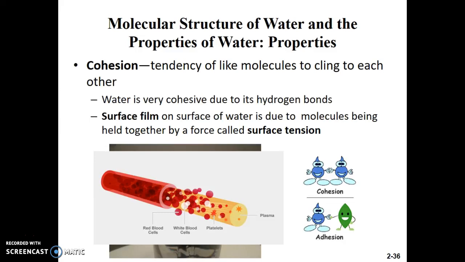Water is cohesive, so it can stick to other molecules. What this means is water can attach to proteins and carbohydrates in the blood and pull them to body cells that need them. It can also attach to waste products, metabolic wastes, and pull them towards the kidneys so that we can filter the waste out and get rid of it.